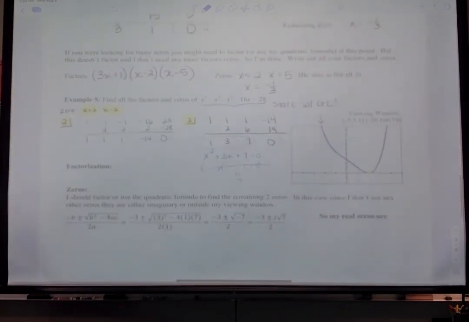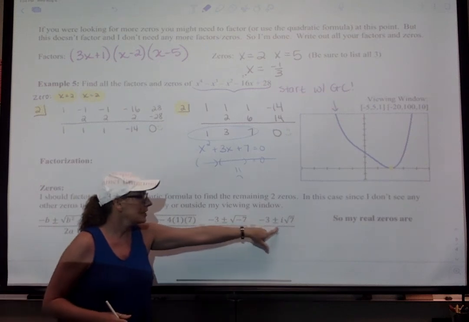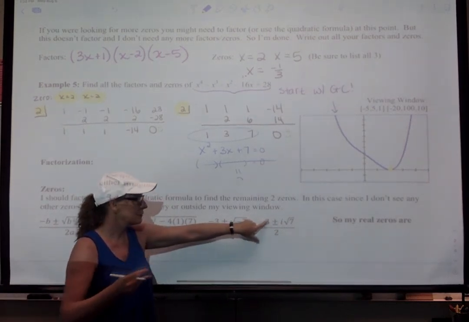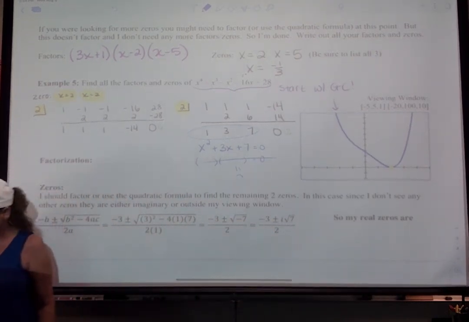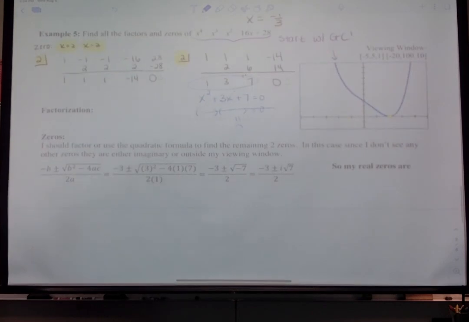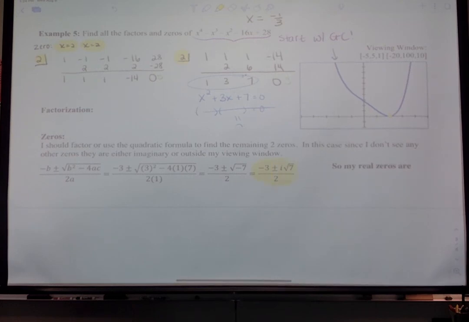All right, and that's kind of lined out for you down here. We tried to factor, that's not going to work. We're going to use the quadratic formula. Here's what you get. You get 2 answers, -3 plus all that over 2, -3 minus all that over 2. Okay? These are imaginary zeros. And those are my real zeros.